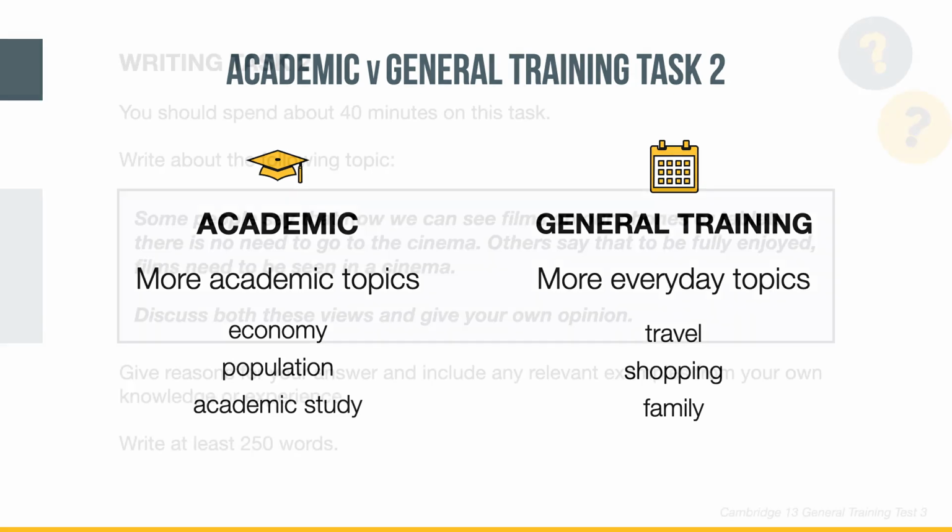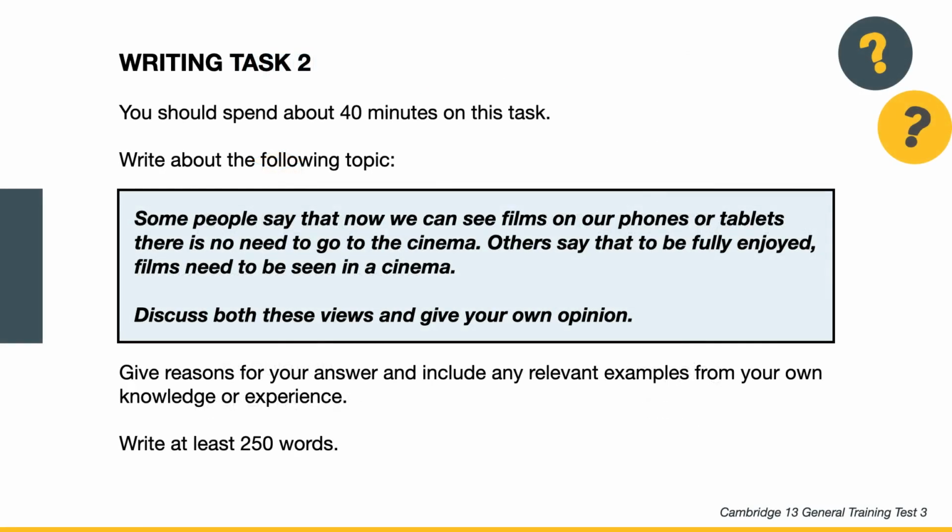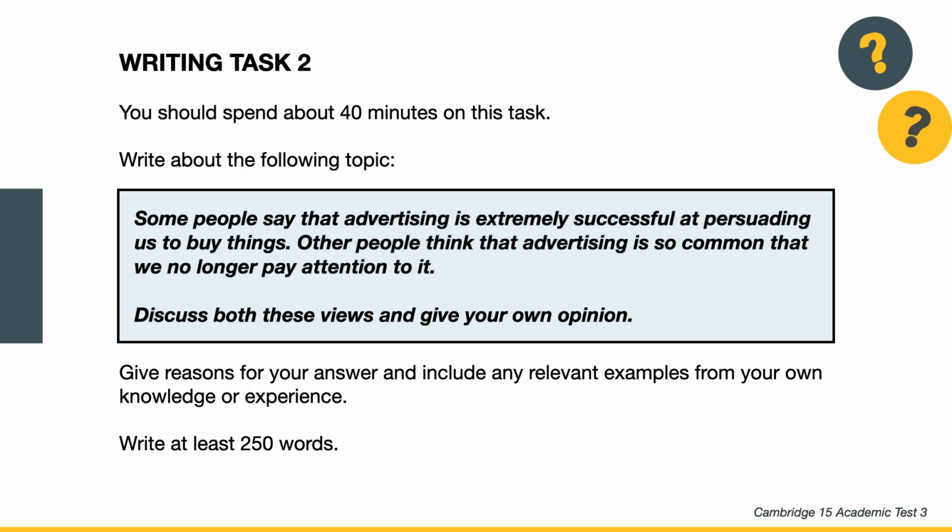So let's look at a typical task from the general training test. So for example, this task is about watching movies. This is the one we looked at before. Where's the best place to watch movies, at home or in the cinema? So it's a topic that's on an everyday issue, so that's more appropriate for the general training test. And here is a task from the academic test.